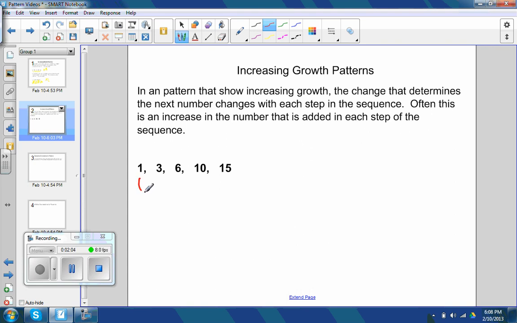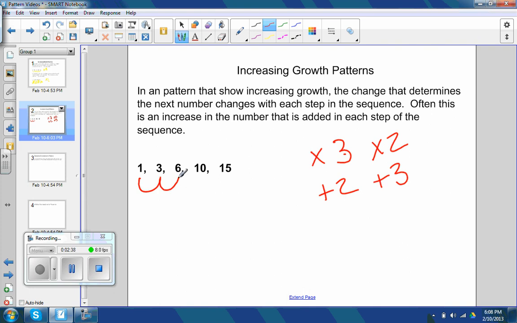So when we go from 1 to 3, we might think, well, you can either multiply 1 times 3 to get to 3, or you could, let me erase that, multiply by 3, or you could add 2 to get to the next number. So that doesn't really help us because in the next step, to get from 3 to 6, you could think, well, we multiplied by 2 or we added 3. It's not constant. It's not the same thing.